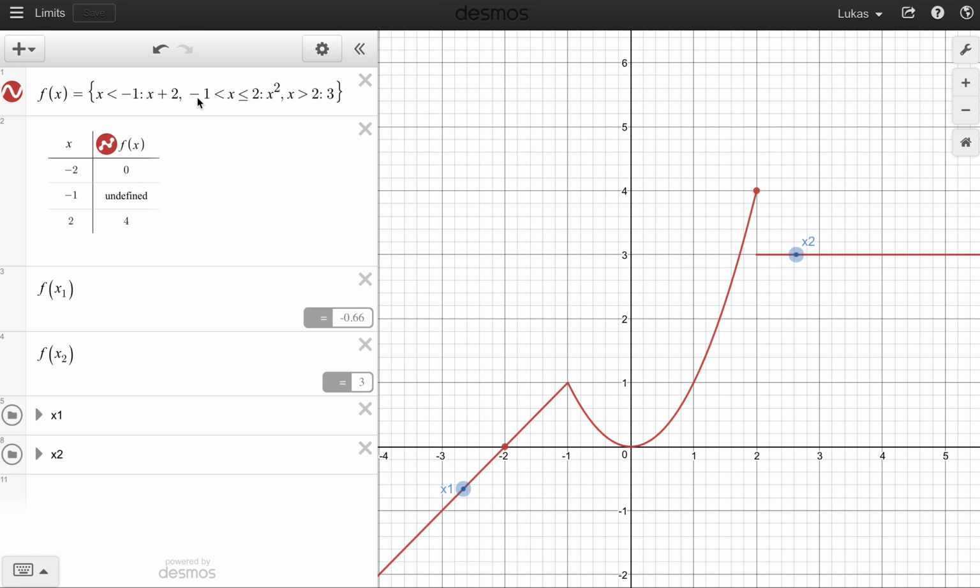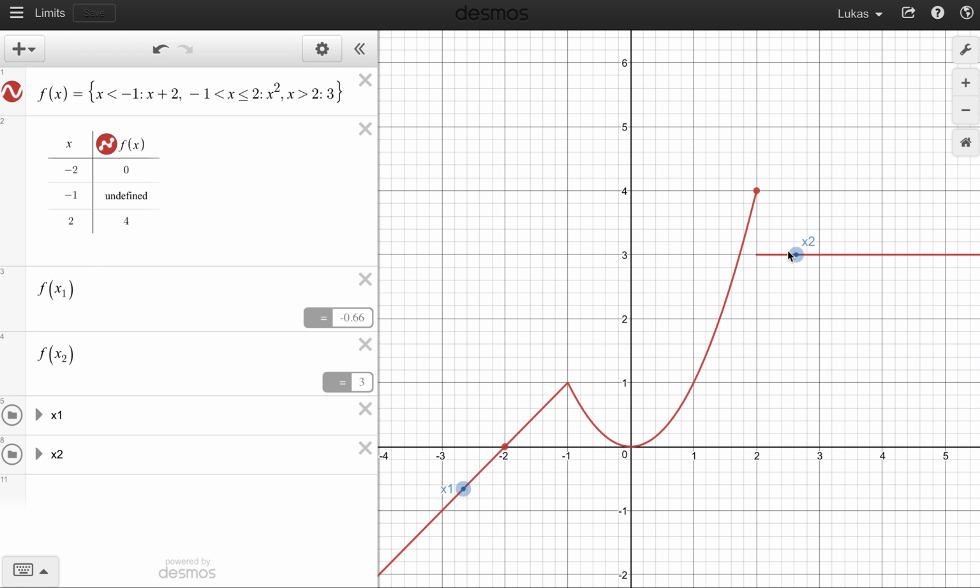When x is between -1 and 2, and less than or equal to 2, the function is equal to x squared. So that's just the parabola here, x squared. And then lastly, when x is greater than 2, the function just equals 3. So the y value just equals 3, just a horizontal line.